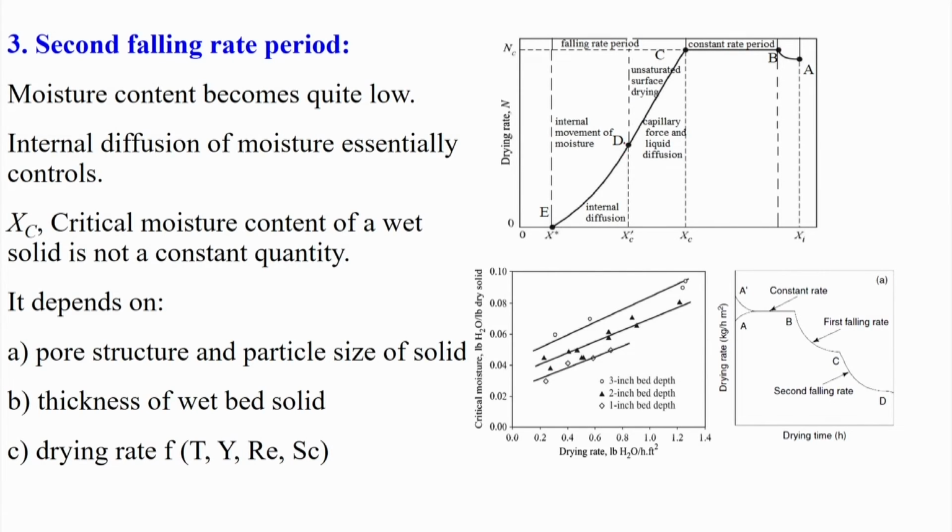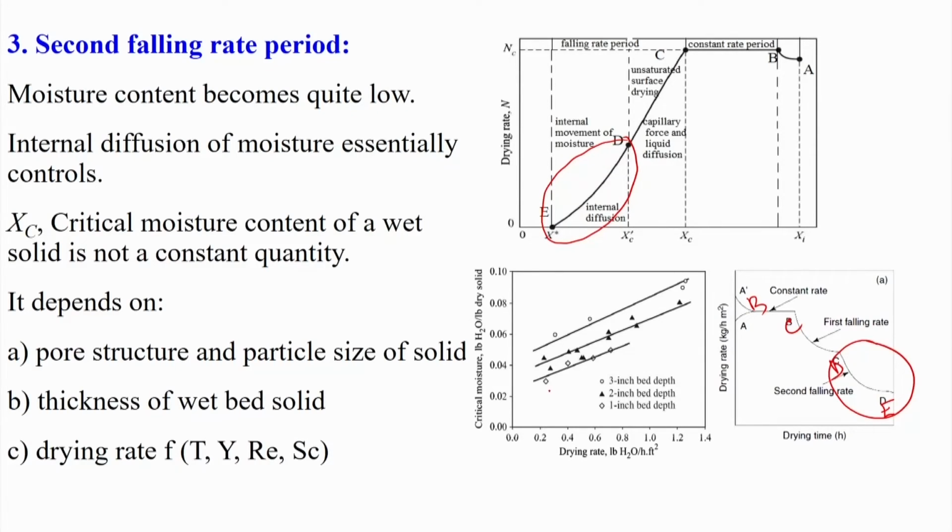Now if we talk about the portion from D to E, in this period the moisture content becomes quite low, and internal diffusion of the moisture essentially controls the drying process. The critical moisture content of a wet solid is not a constant quantity, because it can vary with many different variables, like the pore structure and particle size of the solid, then the thickness of the wet bed.